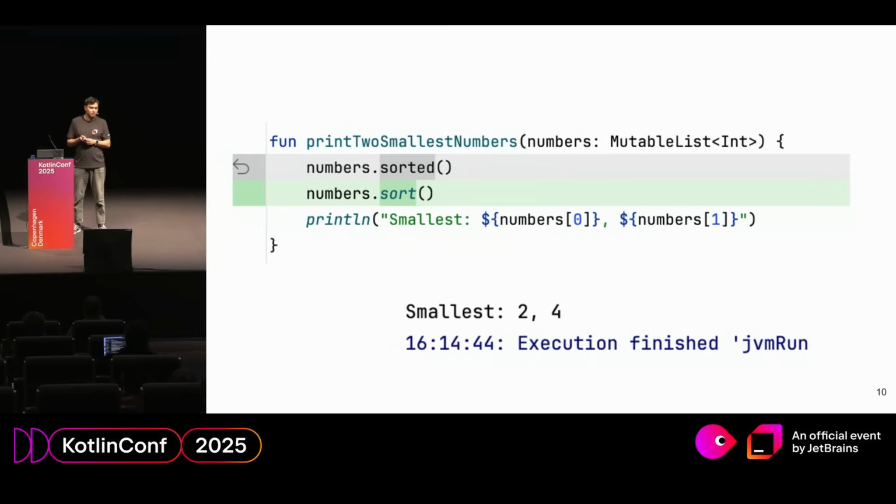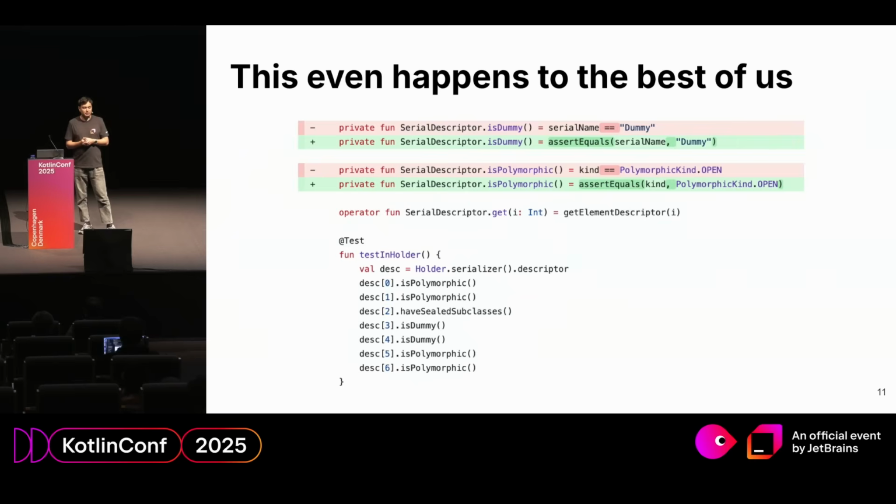To fix this problem, we either have to save the new list that the sorted function returned to us, or replace the sorted call with a sort call. And by doing so, we get our smallest numbers, like 2 and 4, out of the list. Well, you may say that it is a silly mistake, that you will never do this yourself, it's so obvious. Well, this even happens to the best of us.